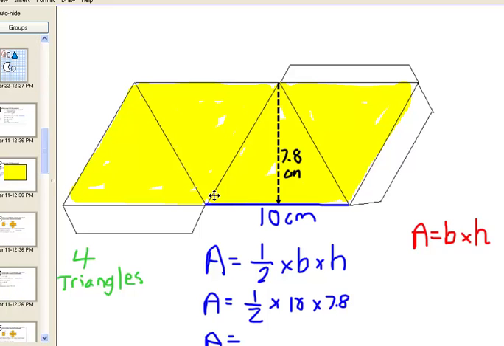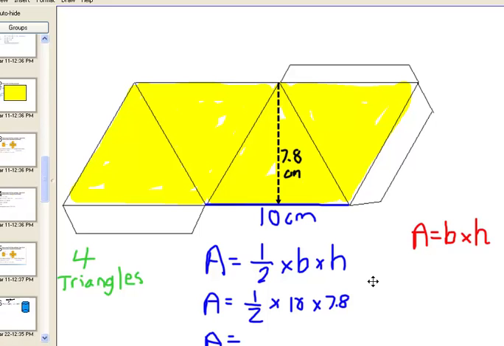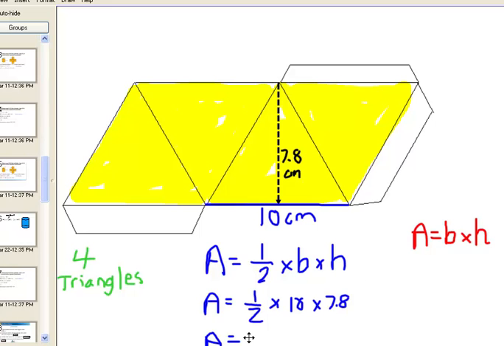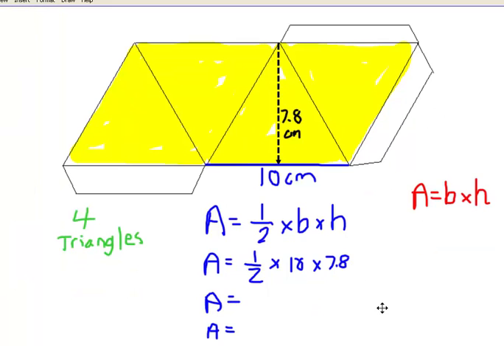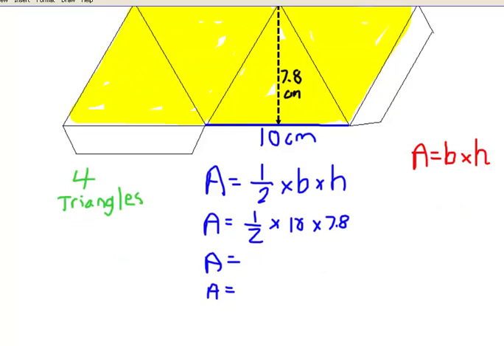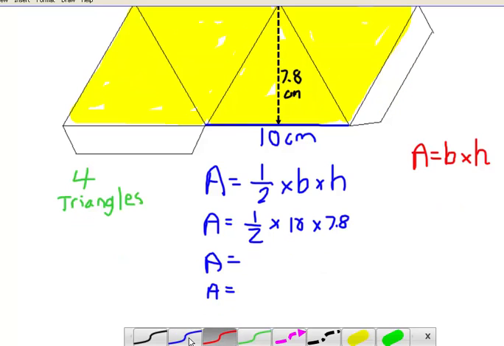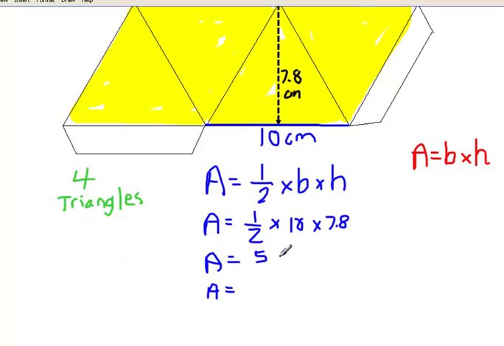Now, if we were to find the area of each separate triangle, we could use the formula area equals half times the base times the height. And we would do half times 10 times 7.8. Now, half of 10 is 5. We can do that in our head. And then we just have to multiply 5 times 7 8/10. Oops, that's not coming out so good, is it?